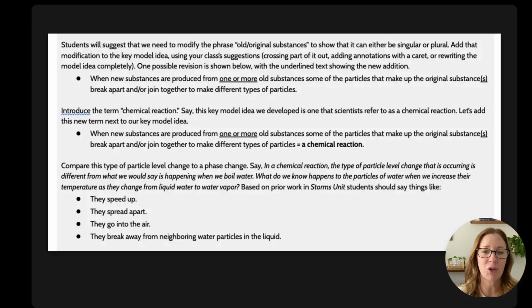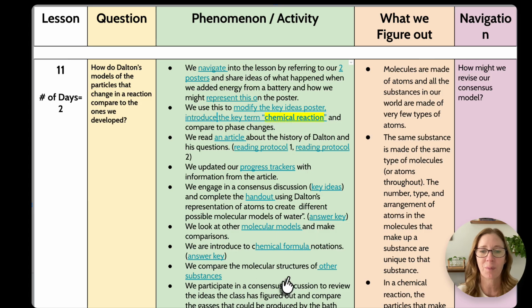Go ahead and look at the teacher guide. This is a good moment to really go into that teacher guide and look at the details. But we're going to revise our poster to change the term of making new substances. We're finally going to introduce that term chemical reaction. Now, there is an article that comes after this.